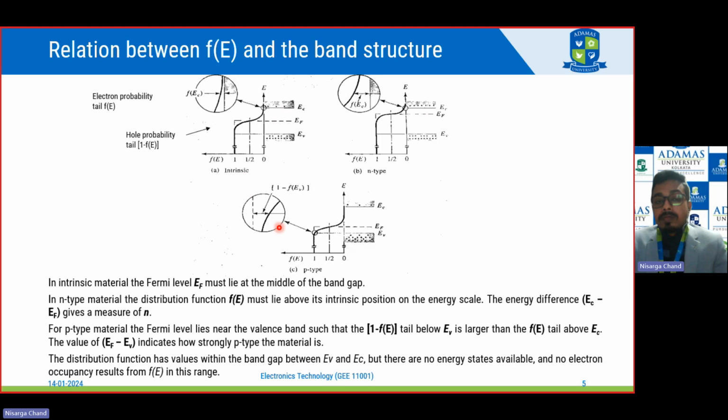Now these are the distributions for intrinsic and extrinsic semiconductor material. And if the electron probability is f of E, then the hole probability is definitely 1 minus f of E.